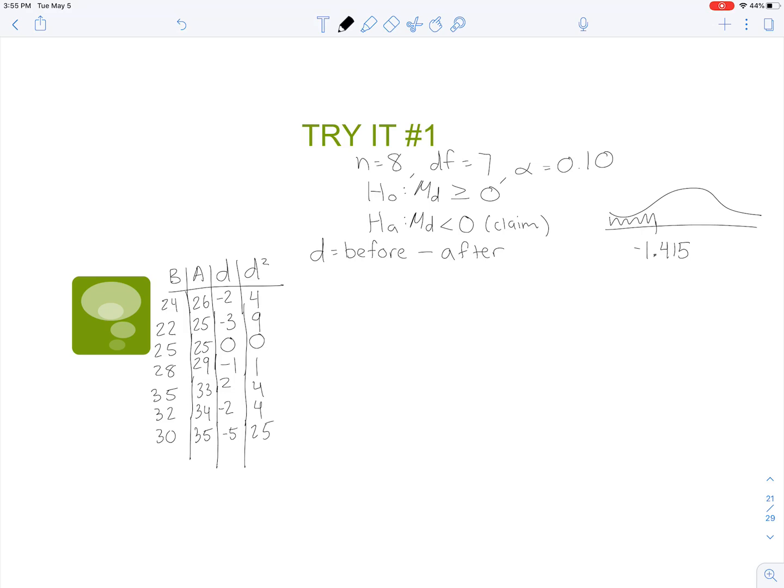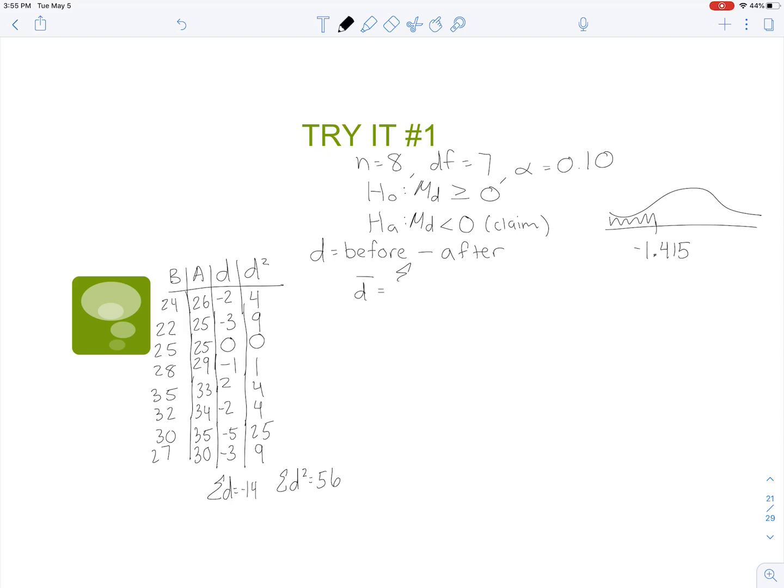-5, which gives me 25. And the last pair was 27 and 30, which is -3. Squared is 9. So in my equation, one of the things I needed was the sum of all of the d's. So -2 plus -3 plus 0 plus -1 plus 2 plus -2 plus -5 plus -3 gives me -14. Also the sum of d squared, which would be 56. So now we have all of our information that we can plug in.